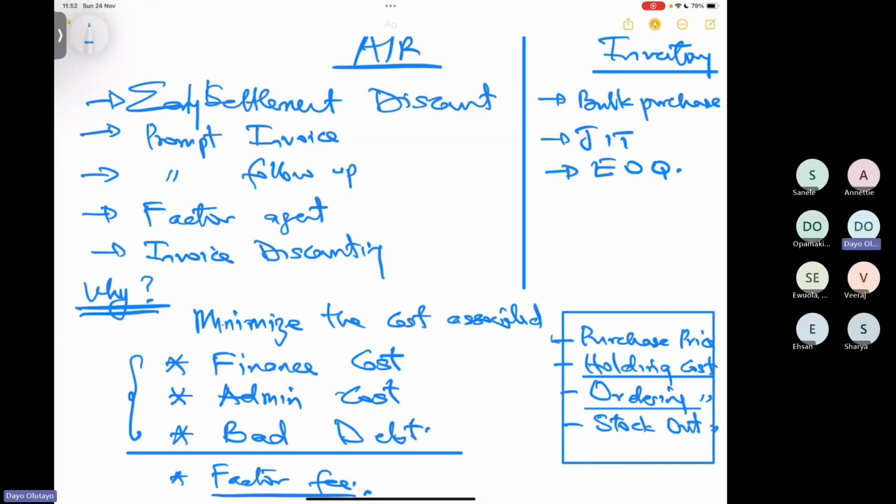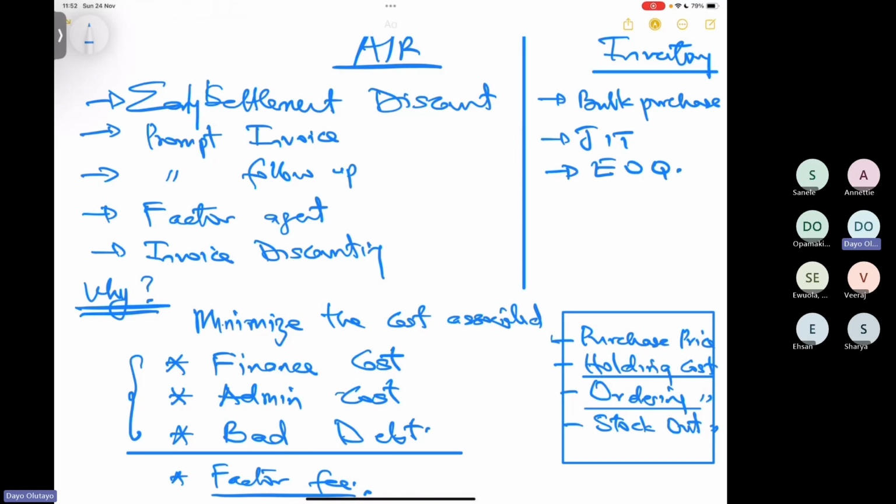But you can't say the same thing for JIT. For JIT, you are only buying when you need. Purchase price would most likely go up because you are desperate and the supplier will want to take advantage of you. Holding cost will be low because you are not keeping inventory. Ordering costs will go up because you have to order as many times as customers are placing orders. Every order placed is an ordering moment for you, so your ordering cost will be high. Then stock out risk will be high as well because the supplier might not be able to meet up when you have an order coming from a customer.